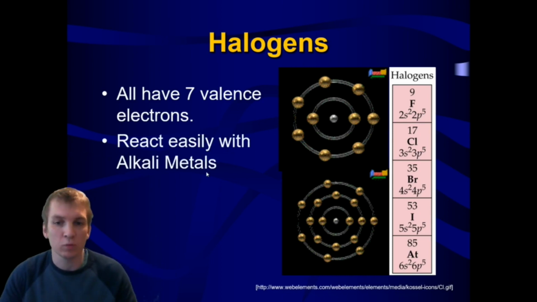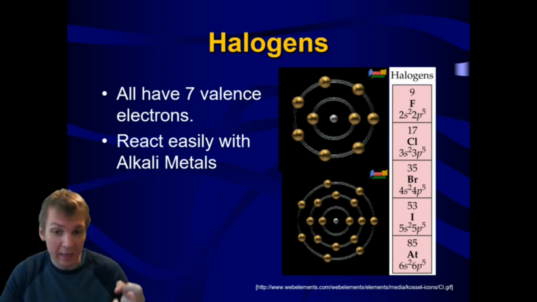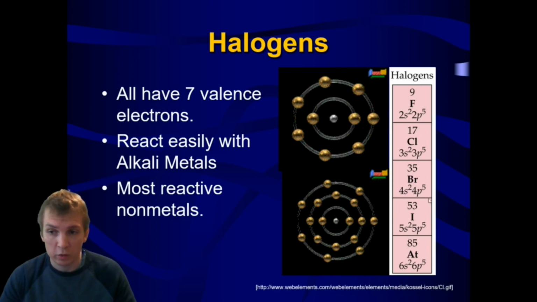Therefore, they react really easily with group 1 on the periodic table, the alkali metals. Alkali metals have 1 extra valence electron, and so they're very willing to give up that 1 extra valence electron. And when they do give it up, they're going to give it up oftentimes to halogens, because halogens are very willing to accept that 1 valence electron. So these are also going to be the most reactive nonmetals.